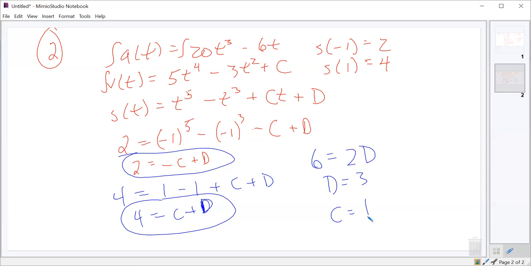And what did they even ask us? What is v of t? We didn't need to find d, I guess, but that's fine. V of t is 5t to the 4th minus 3t squared plus 1, which is choice B. Does that make sense? Cool.